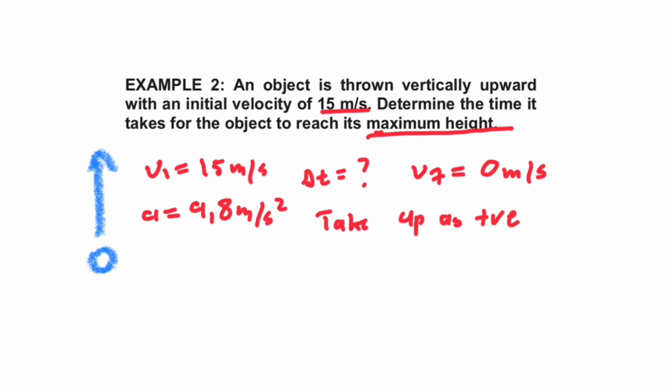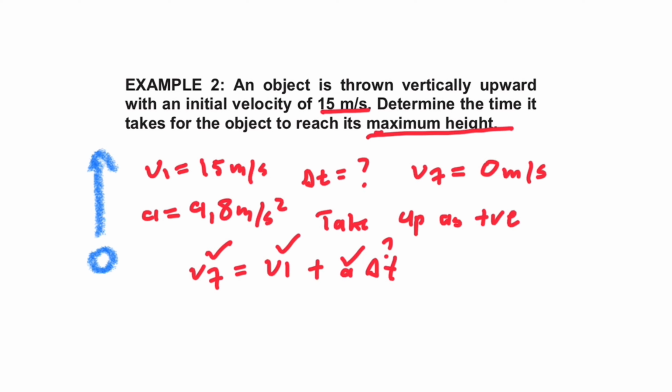Based on the variables we have, we can use Vf equals Vi plus a delta t. Let me explain why I'm choosing this formula. I have Vf at maximum height, which is equal to 0. I have Vi, which is equal to 15 meters per second. I have the acceleration, which is 9.8 meters per second squared downwards. And the time is what I'm interested in. So this formula works because it has the variables I have and I'm interested in.